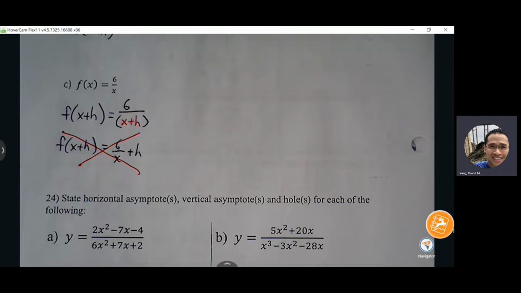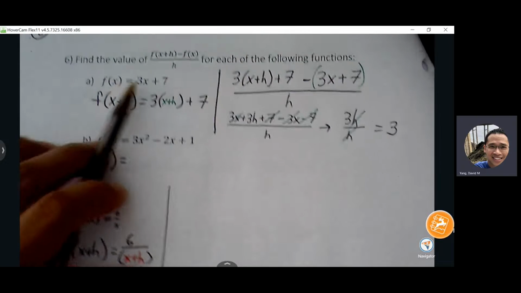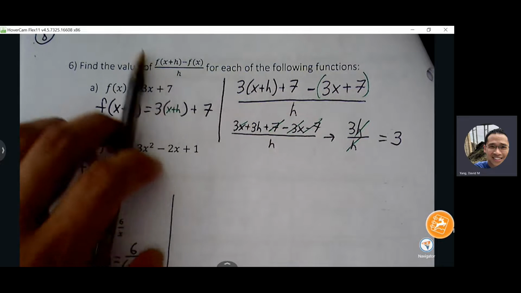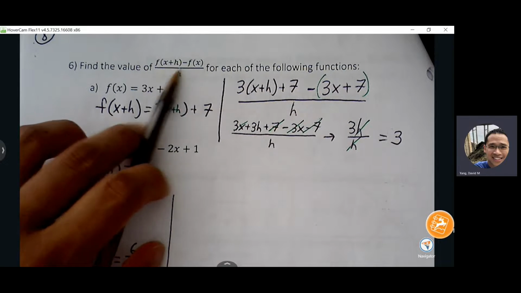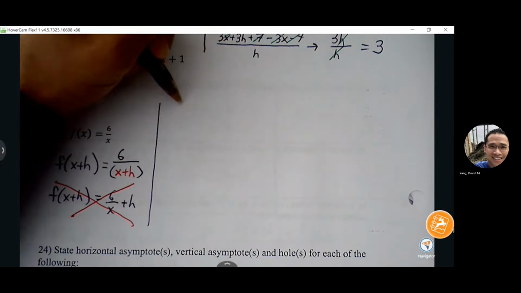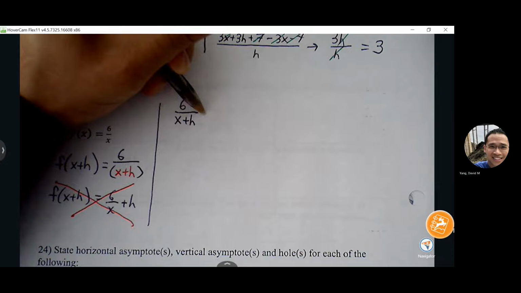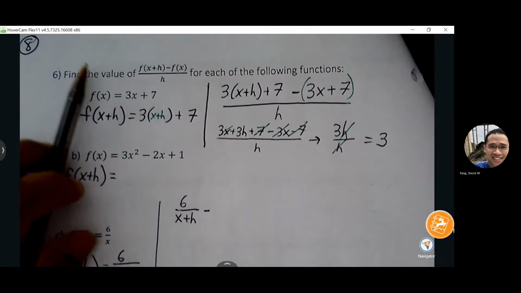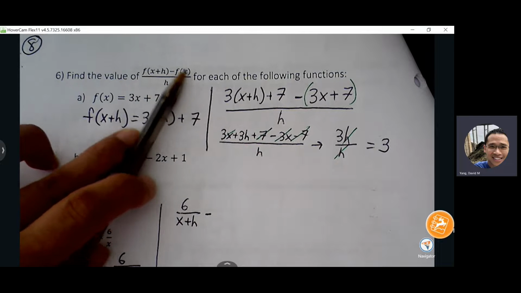Okay, so now let's do what this expression is asking us to do. F of x plus h. Let's find what we created for that. Next up, minus f of x. So minus the original function.